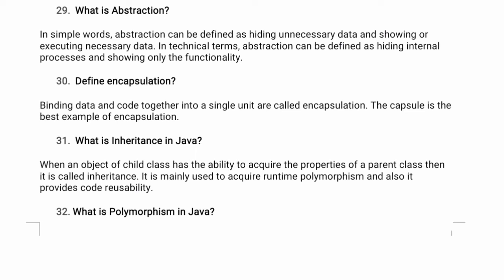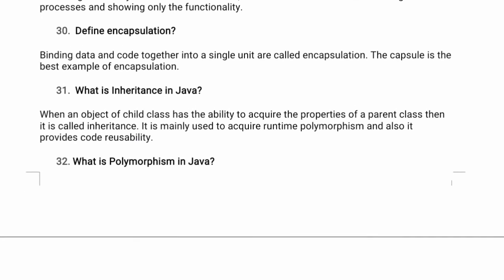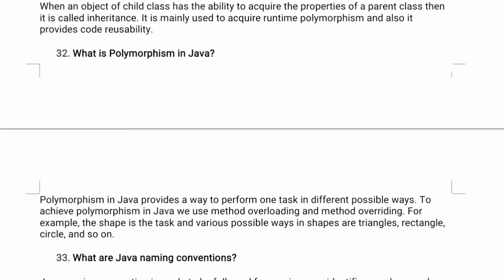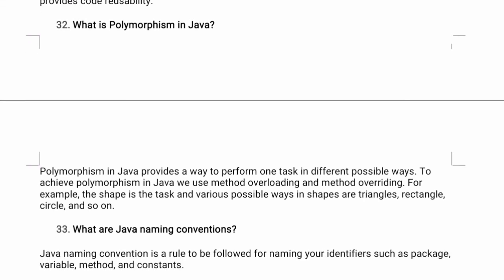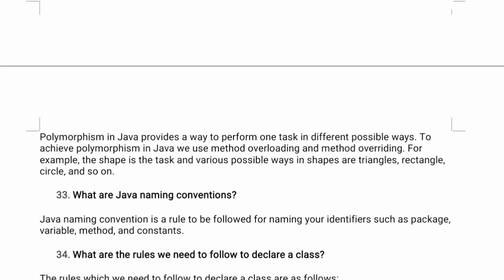Okay. Next, last one is polymorphism. Polymorphism means the ability to have more than one form. So one object available in different forms is known as polymorphism. Java provides a way to perform one task in different possible ways, in different forms.